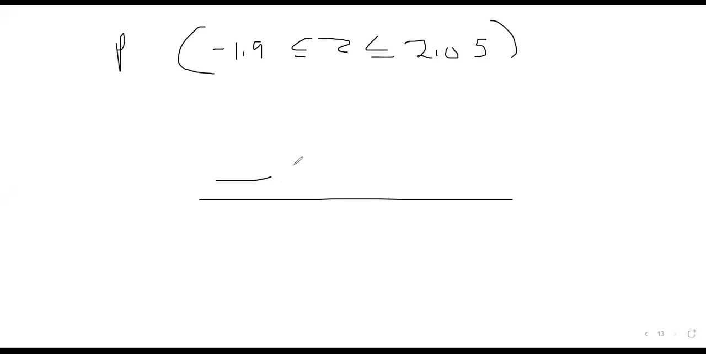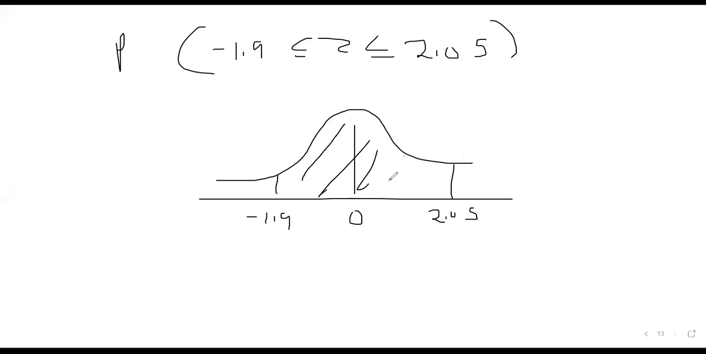Suppose we had negative 1.9 and Z is between 2.05. What case is this? Then opposite sides. One is on the negative side, negative 1.9. One is on the right side, 2.05. What do we do with them? Then add them and subtract a 1. What principle is that? Case 3.